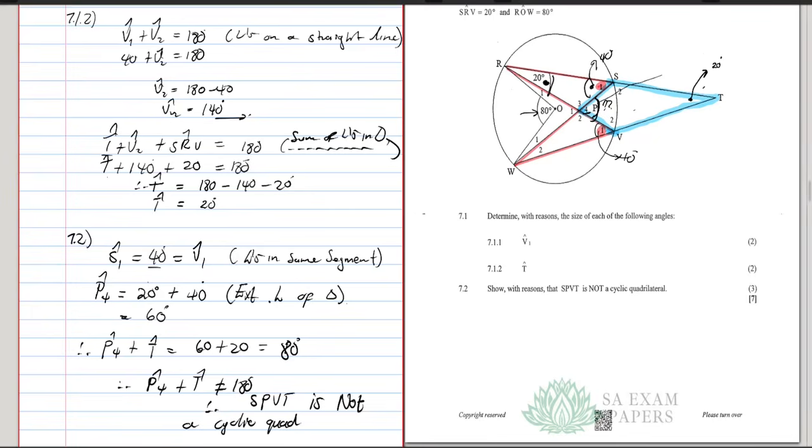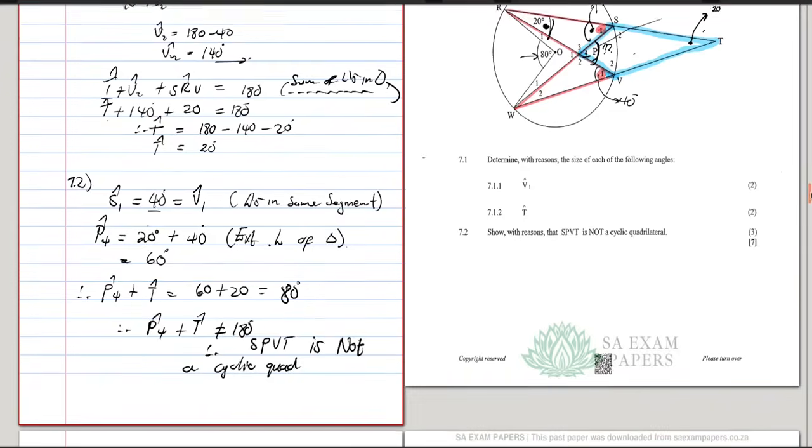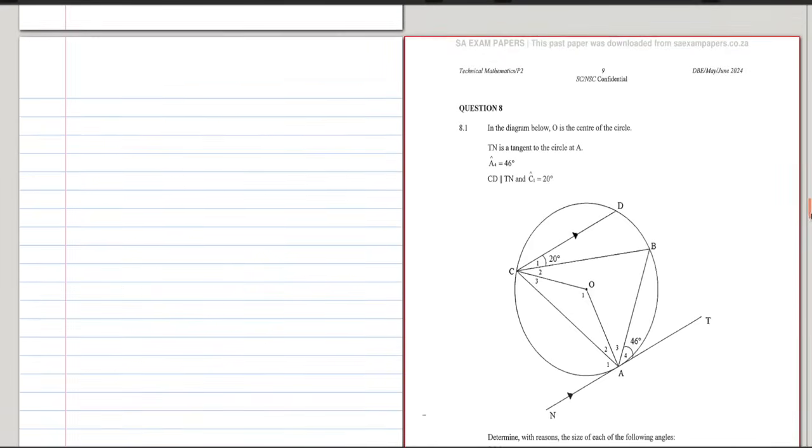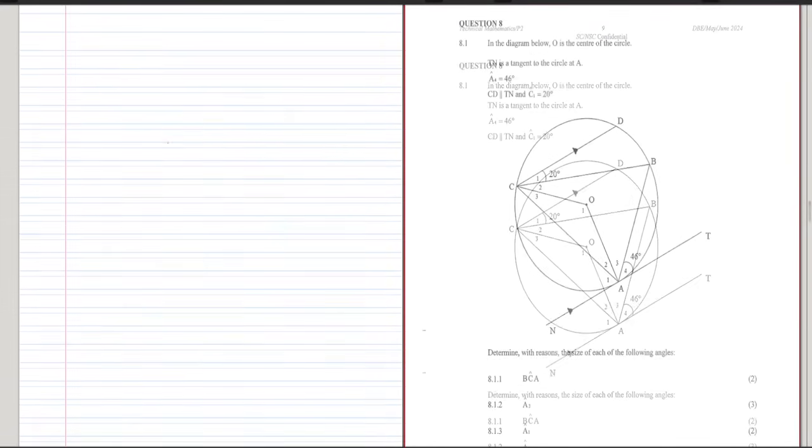It's not a cyclic quad. So that is how we show that a thing is not a cyclic quad. Okay, next question, question 8, another Euclidean geometry question.